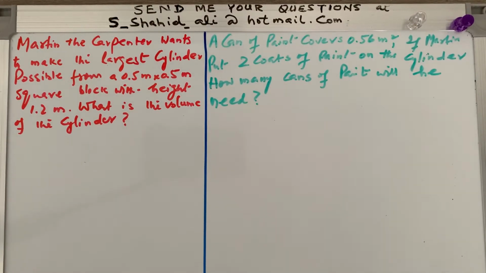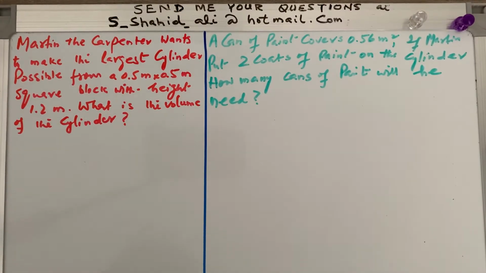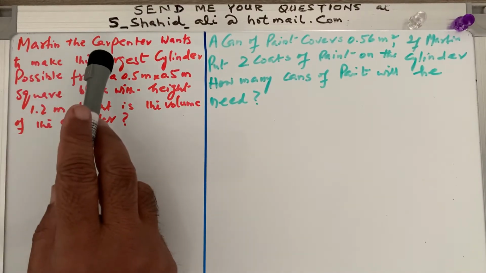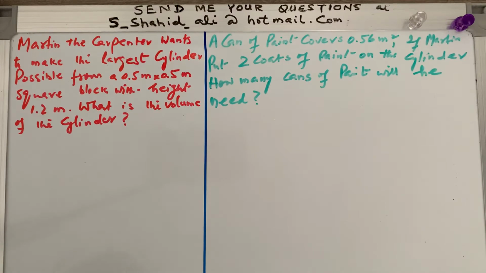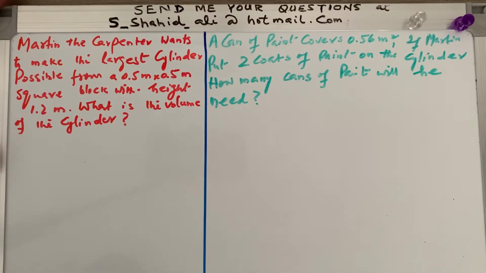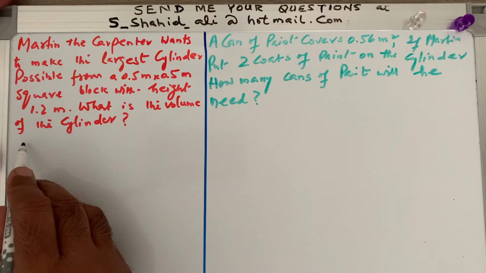Today we have assignment questions, word problems regarding volume of the cylinder and surface area of the cylinder. So here's question number 1. Martin the carpenter wants to make the largest cylinder possible from a 0.5 by 0.5 meter square block with a height of 1.2 meter. What is the volume of the cylinder?